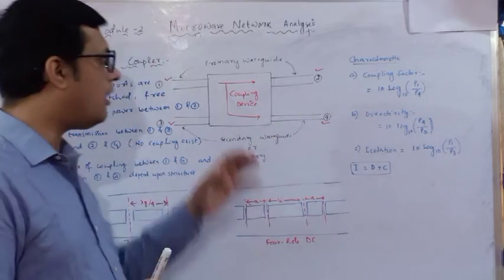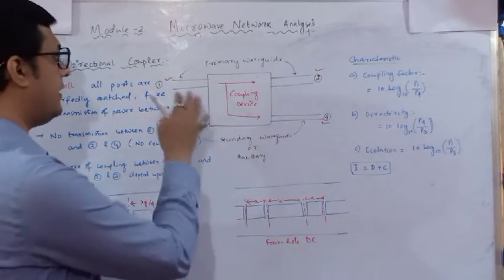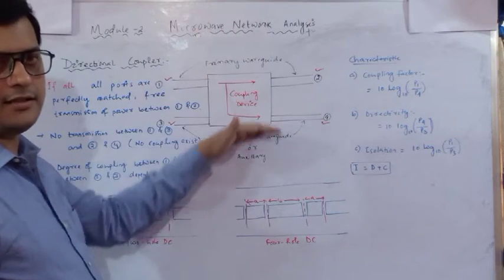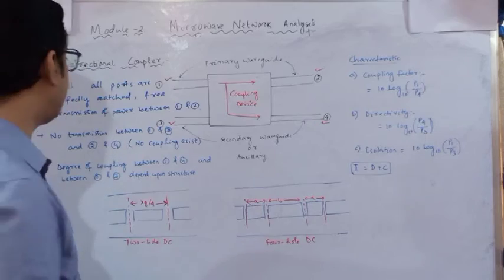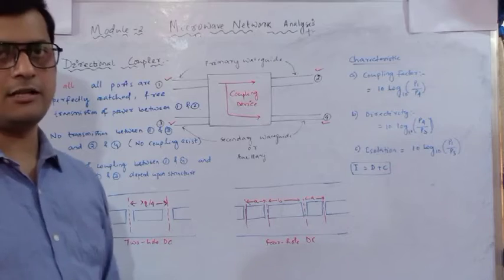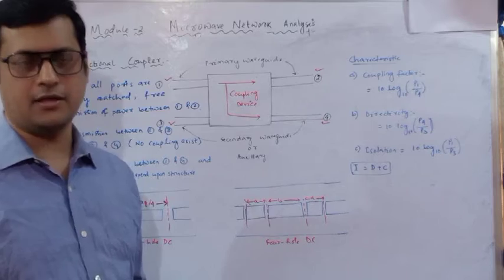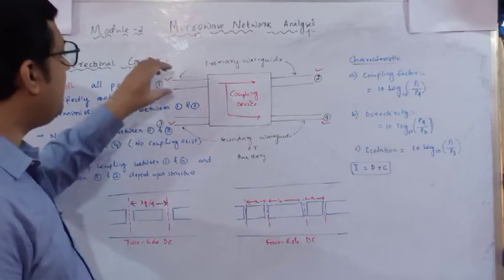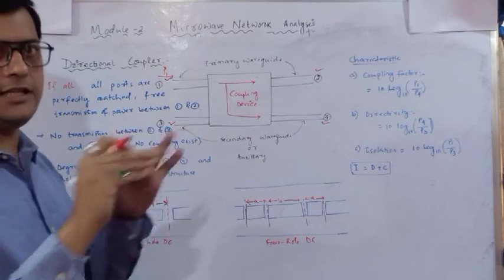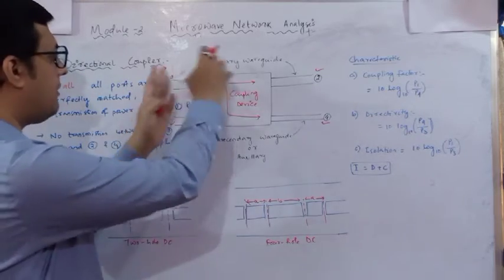Now how does it work? First of all, this is the cross section. You have to identify the ports: port 1, 2, 3, 4. This is the primary section, this is the secondary section. If all the ports are perfectly matched, there is no reflection, the reflection coefficient is 0, and maximum power can be obtained. If we feed power at port 1 and all ports are matched, maximum power will be delivered.